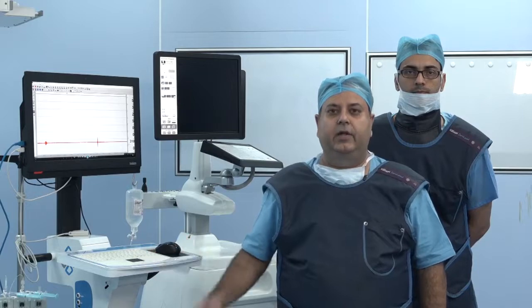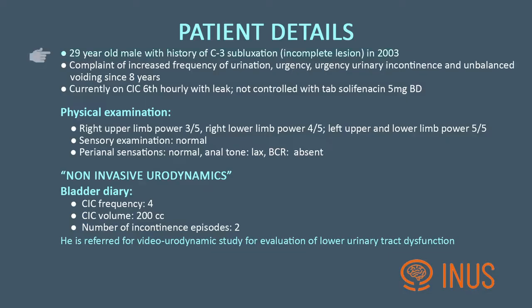This is our next patient. He is a 29-year-old male with a traumatic C3 subluxation, incomplete lesion that he sustained in 2003. The patient has urgency, urge urinary incontinence, increased frequency, and unbalanced voiding. In the so-called non-invasive urodynamics, the bladder diary shows a mean CIC frequency of 4, mean CIC volume of 200 cc, and mean number of incontinence episodes being 2.